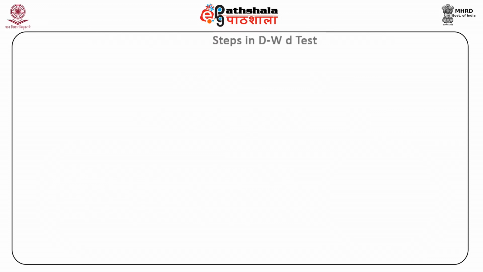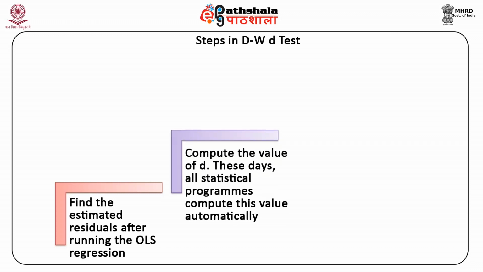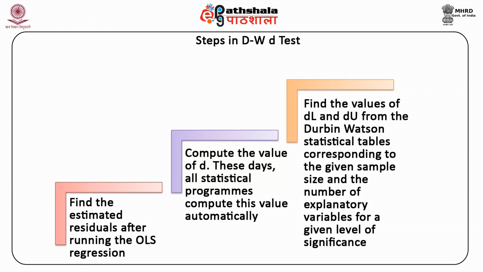So students, what are the steps in Durbin-Watson D test? The first step is to find the estimated residuals after running the OLS regression. The second step is to compute the value of D. These days, all statistical programs compute this value automatically. The third step is to find the values of DL and DU from the Durbin-Watson statistical tables corresponding to the given sample size and the number of explanatory variables for a given level of significance.